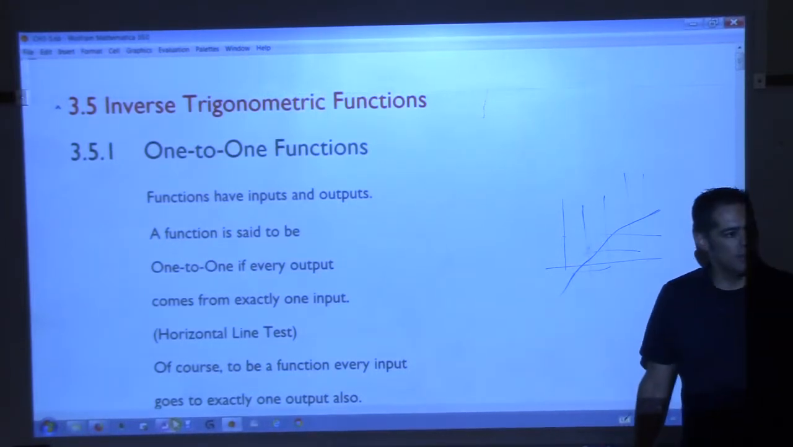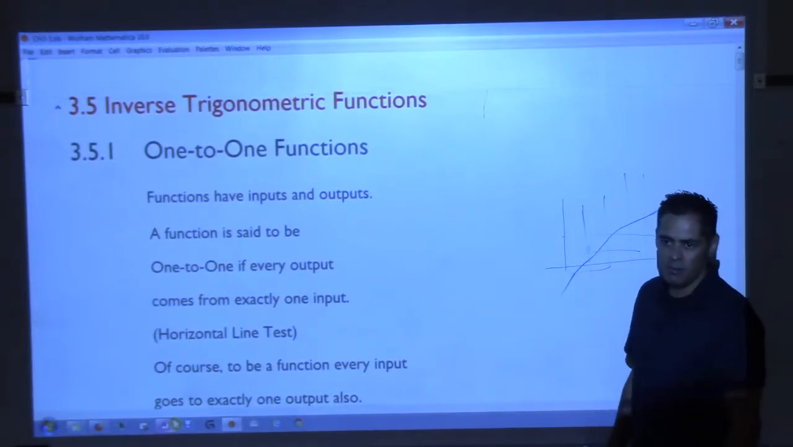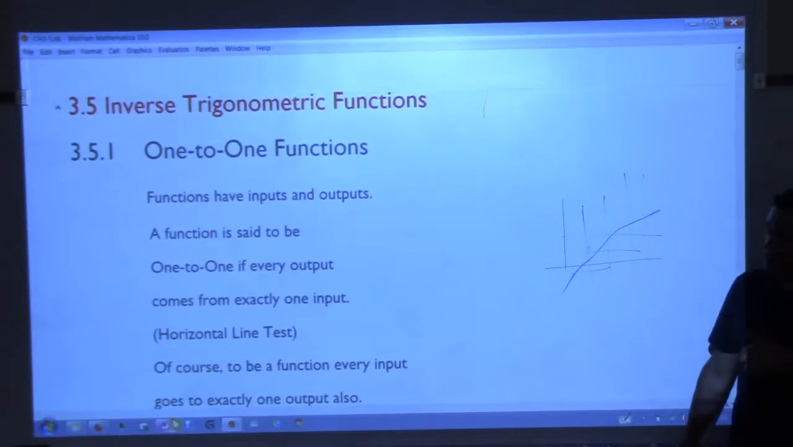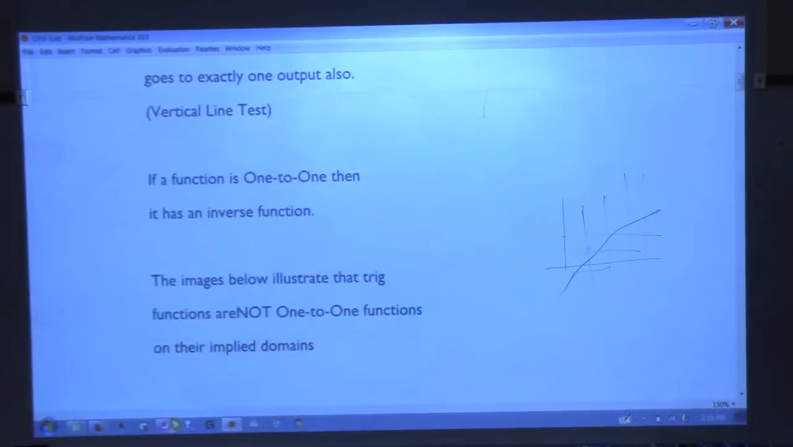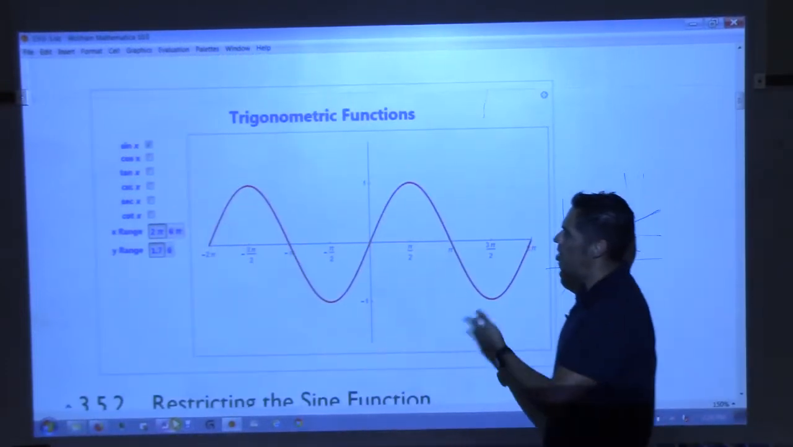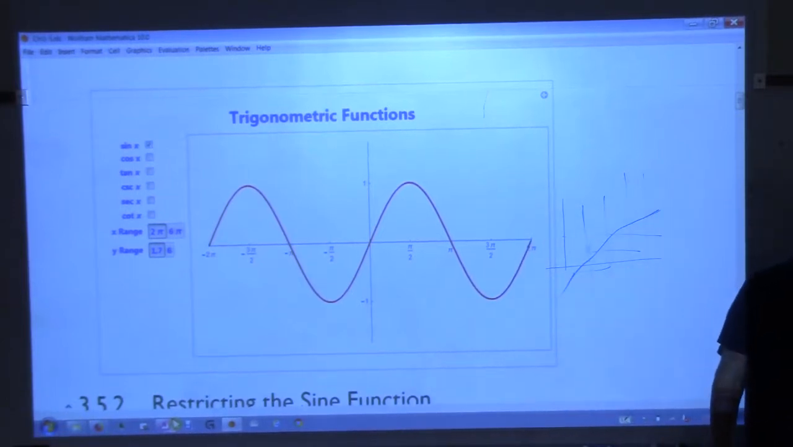Is x squared one-to-one? f of x equals x squared. One-to-one? No, because you can plug in 2 and it'll spit out 4. But you can plug in -2, it'll spit out 4. So that's not one-to-one. Now, what we learned in pre-cal was that when you take the standard trig function, like sine, it's not one-to-one, right? It fails the horizontal line test.